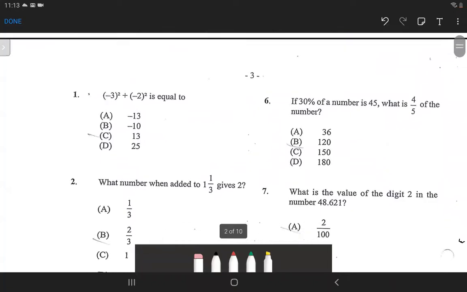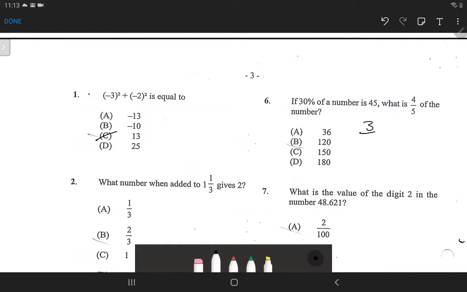So number 1 asks us what is -3 squared plus -2 squared. Now notice where the negative signs are. They are inside the parentheses, so you have to square that as well. So what we have is 9 plus 4, which is 13. That's C.